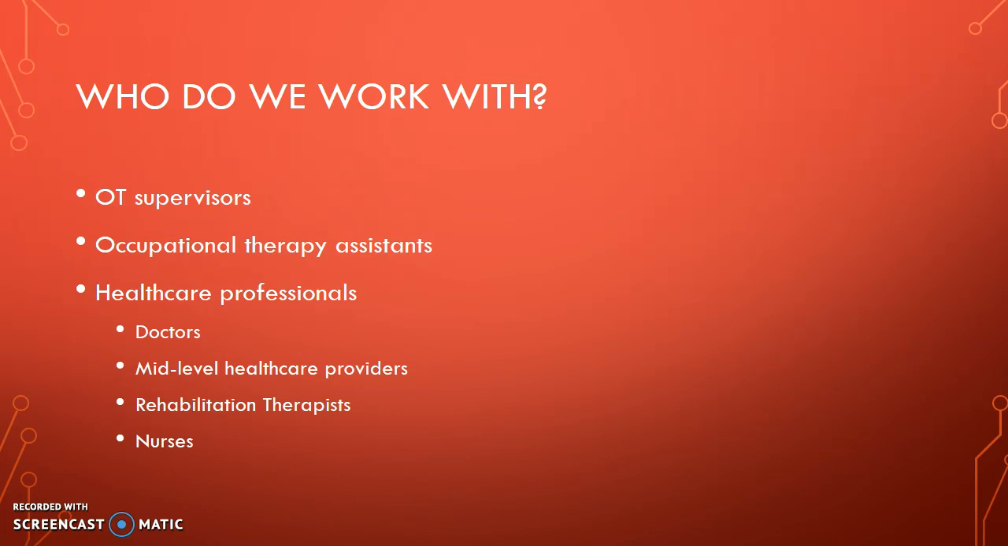So who do we work with? Everybody has a superior, and in this case, it would be an occupational therapy supervisor. This might be somebody who's been an occupational therapist for several years, or maybe it's someone who has a doctorate degree. Typically, an occupational therapist would have a master's degree. You also work with occupational therapy assistants. They work directly under the occupational therapist, and they do more of the physical part. They may ambulate the patient or assist in range of motion exercises.